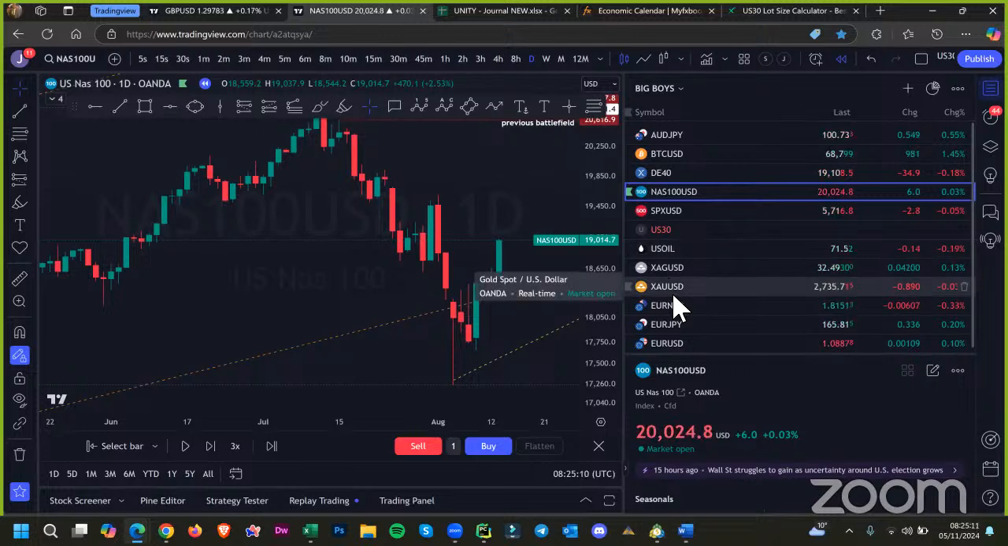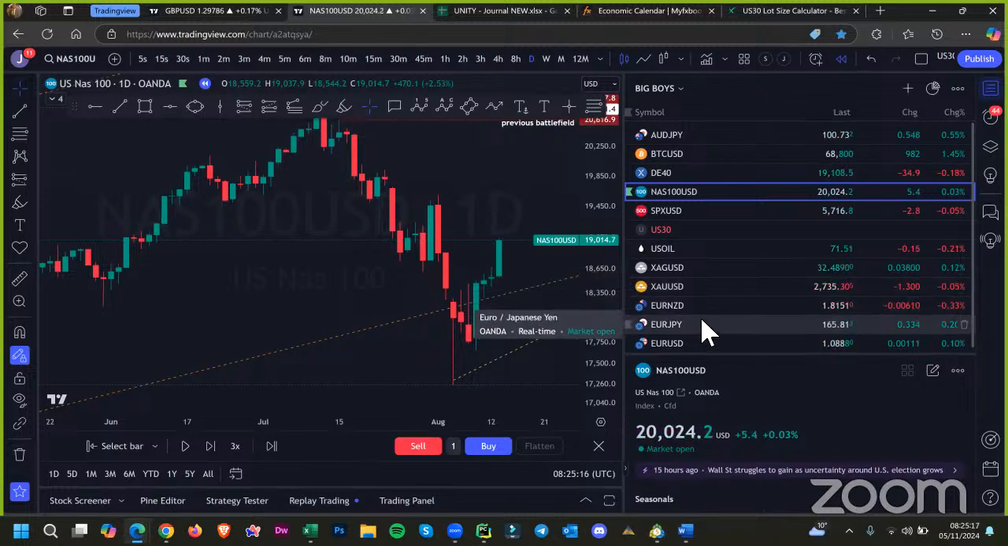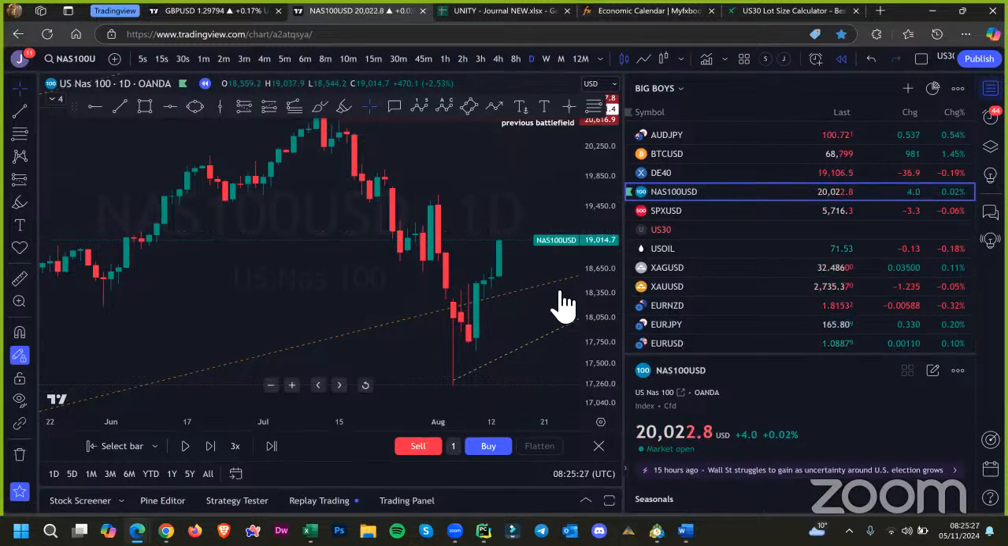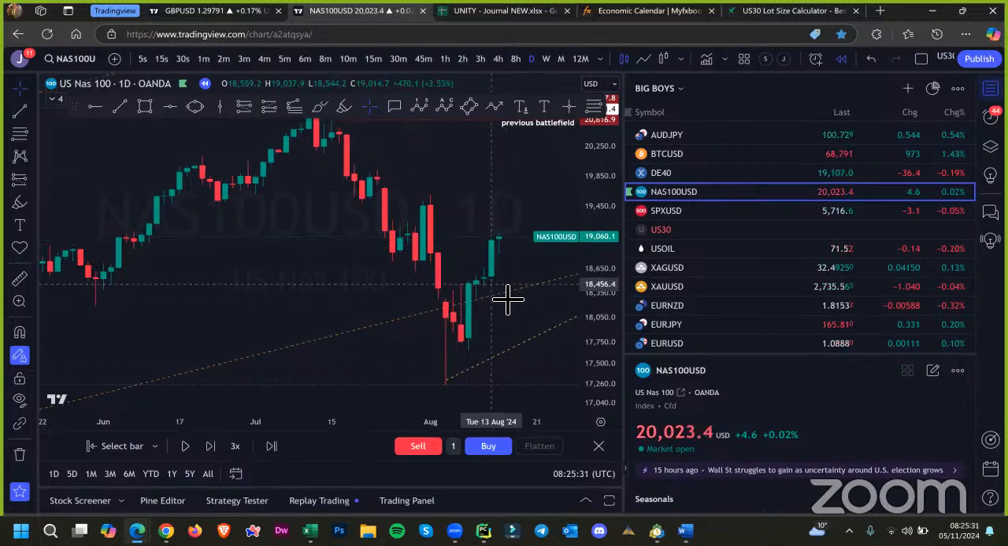What have I done to NAS as I'm just doing my research, doing my due diligence, having a look through the pairs? I've just clicked NAS and I've put a little green symbol here, letting me know it's been an outside candle. Obviously, I've gone one candle too far, but it lets me know that it's been an outside candle. And that's how you're able to do your due diligence.